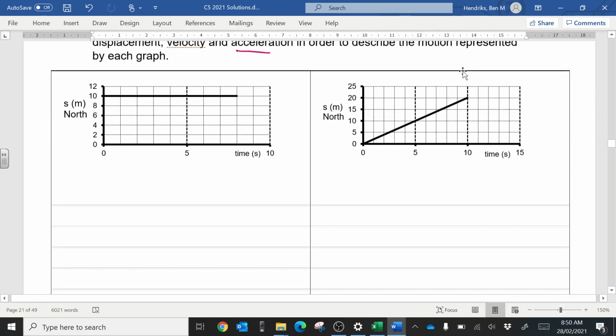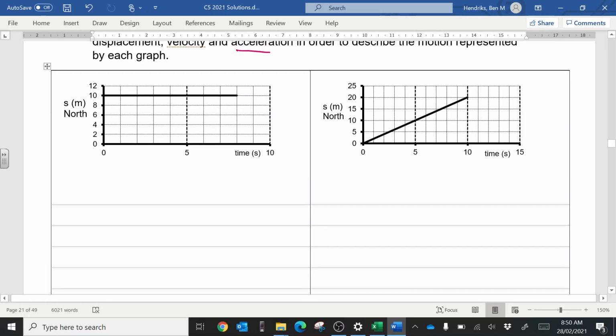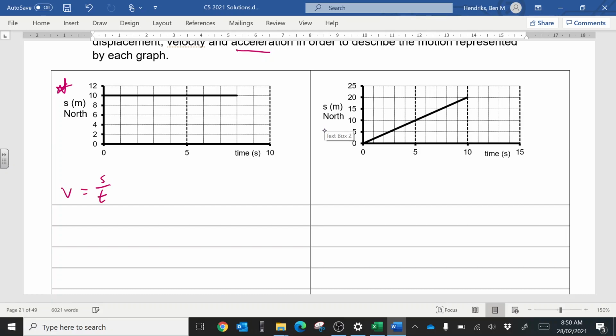Okay, so if we look at this first graph here, we have a constant displacement. S is equal to 10. So remember that velocity is equal to displacement over time, the change in displacement over change in time. And if there's no change in the displacement, then the velocity is equal to 0. Velocity is equal to 0, and that's because the gradient is also equal to 0. So we can say the change in displacement over change in time, the gradient, is equal to 0. That means velocity is equal to 0.